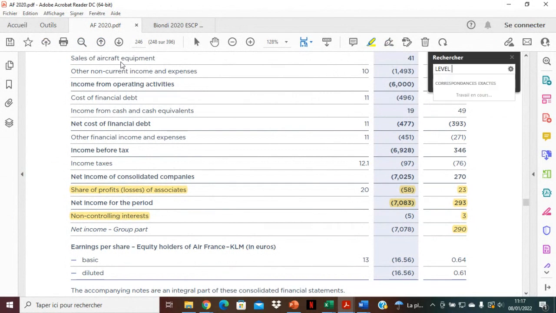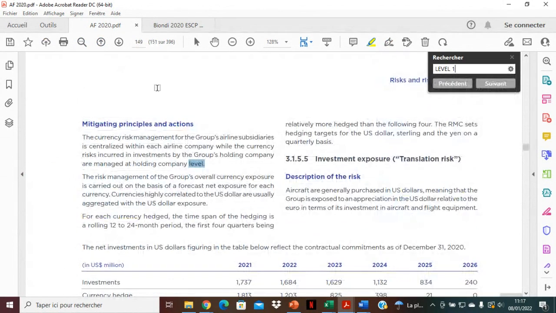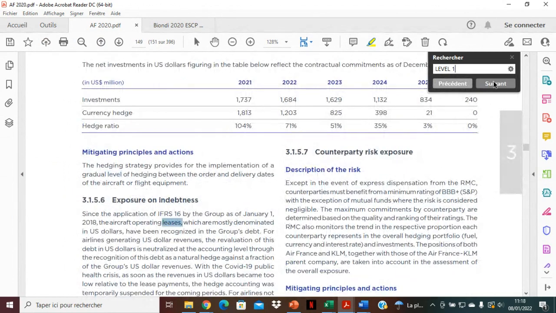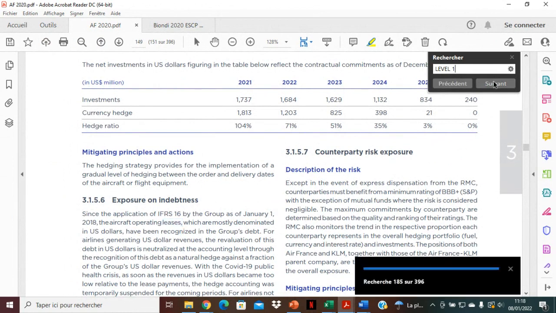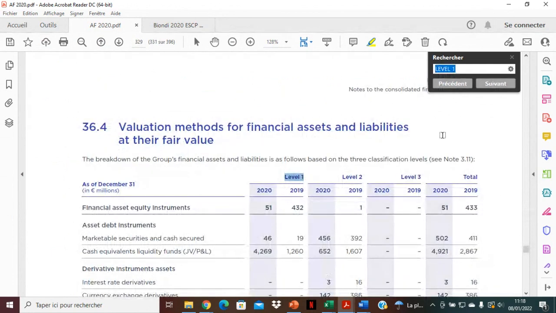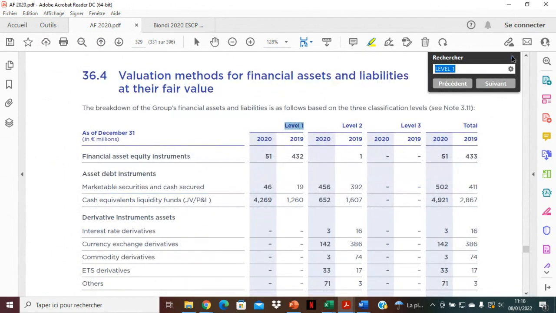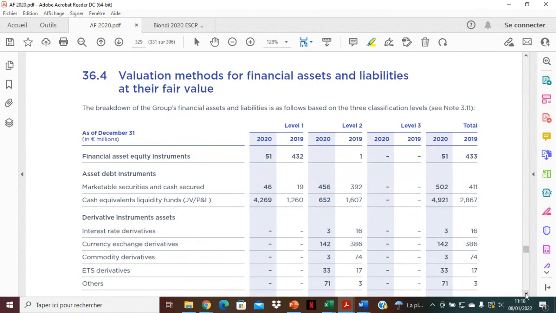Let me see here for Air France, where we have the table somewhere. Although I need to search for it a little bit. Obviously, it's an airline, so it's not very important. See here the different levels, and here we have a table. So in the notes, they give us a table to what extent they did use level 1, 2, or 3.